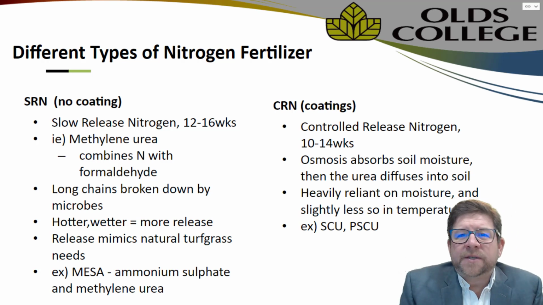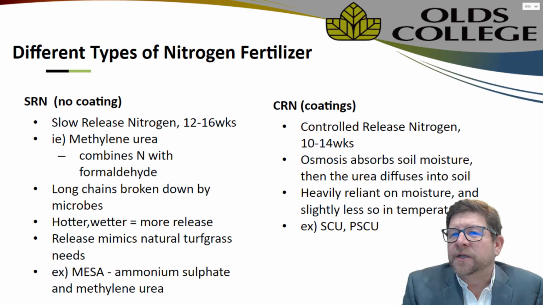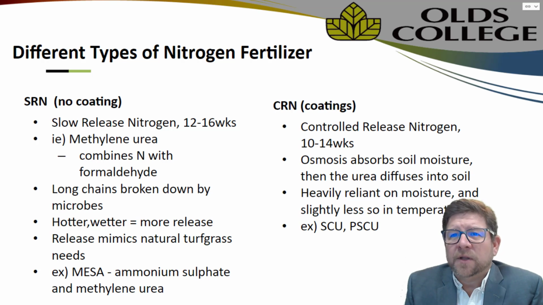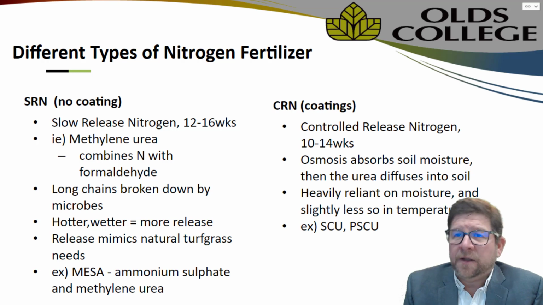So we've come a long way since the sulfur coats, and now the polymer coats give us a little more control. Anywhere from 10 to actually 16 weeks, the urea diffuses in the soil by osmosis. Water gets taken in, which then again releases the nutrient. So a little bit less reliant on temperature, but more reliant on moisture, which ideally, depending on our situations, we should be able to control.